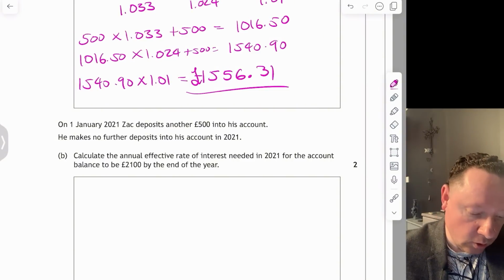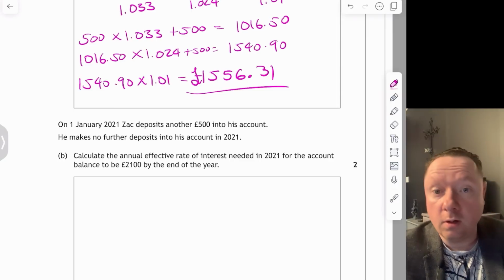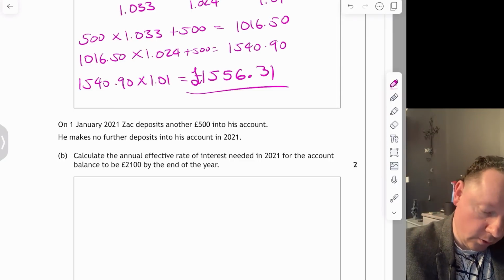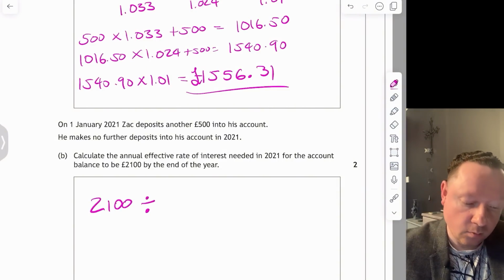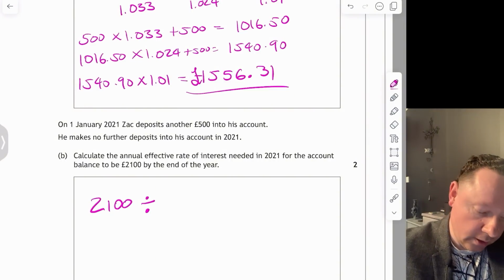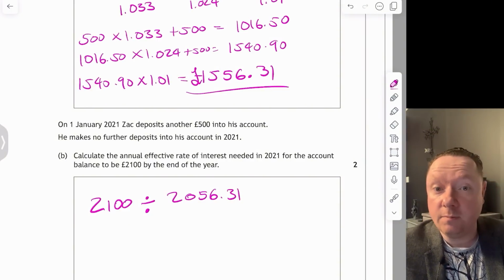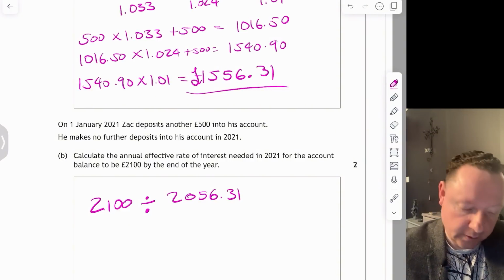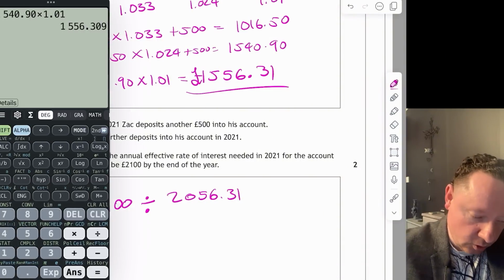He makes no further deposits in his account. Calculate the annual effective interest rate needed for 2021 for the balance to be 2100. So we'll look at the present value here. We'll start with 2100 and we're dividing by how much is in his account. Well, he's got 1556.31 plus the extra 500. You can use a calculator if you want to get 2056.31. So if I divide them together, I'll get the decimal multiplier, which I then need to change to percent. So let me just divide them together first so you can see that.